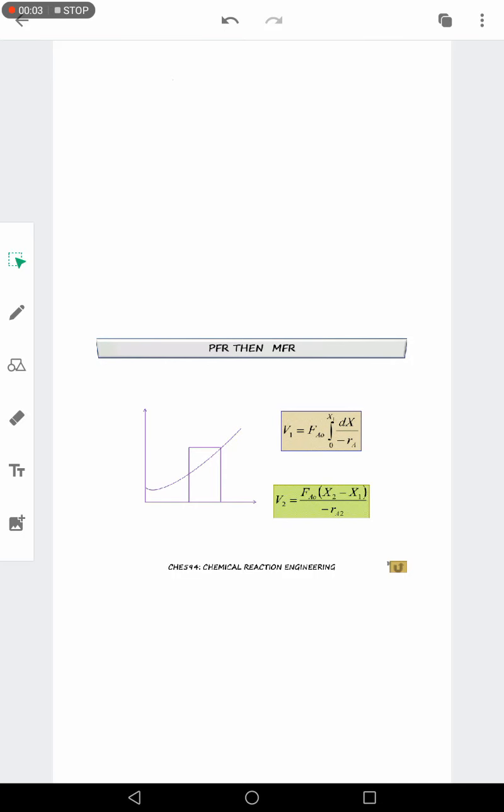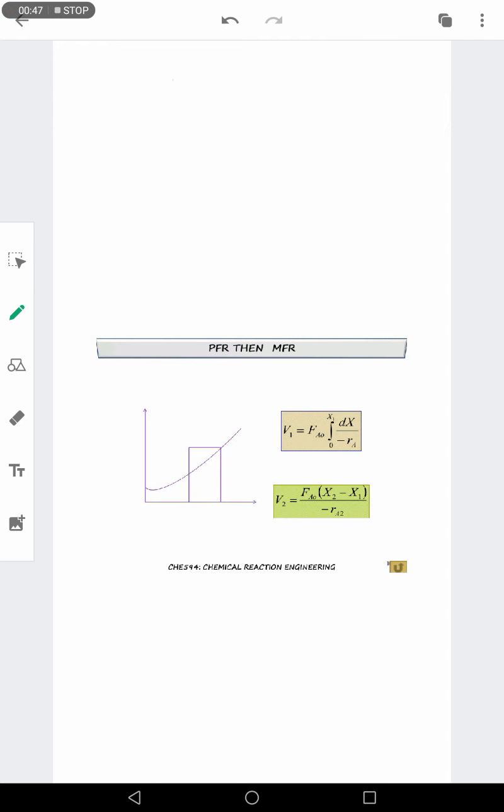Okay, we are still in topic 5. In the previous video, we were looking at multiple reactors for a single reaction, which happens in one type of reactor. It was either PFR in series, MFR in series, or MFR in parallel. Therefore, in this video, different types of reactor in series will be used to run the single chemical reaction.